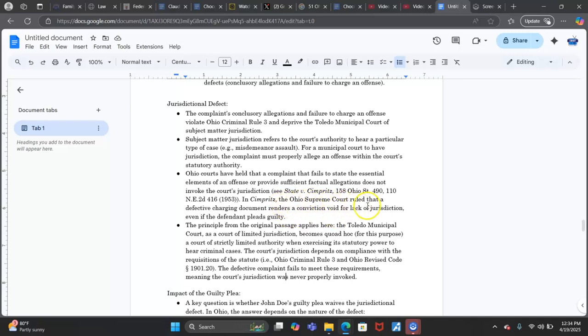The Ohio Supreme Court ruled that a defective charging document renders a conviction void for lack of jurisdiction, even if the defendant pleads guilty, because their jurisdiction is extremely limited, because they are so-called courts of limited jurisdiction. The principle from the original passage applies here. The Toledo Municipal Court is a court of limited jurisdiction. Let me rephrase that.